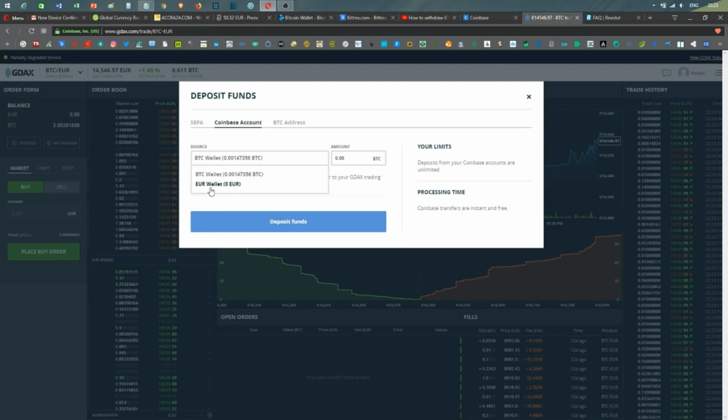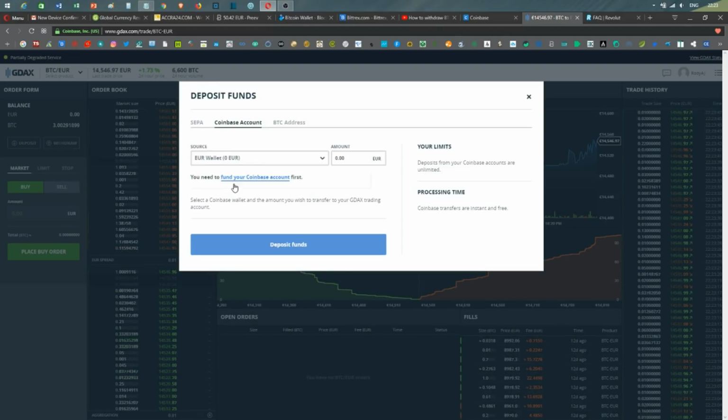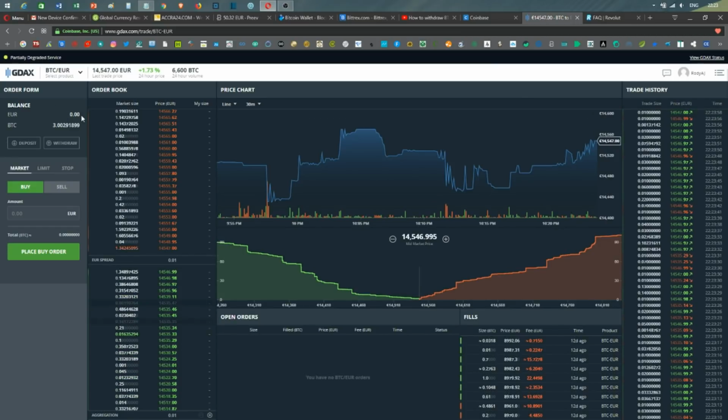In my case, it's Euro wallet, so I have my Euro wallet here. It's zero. As you can see, I have nothing there, so I cannot send anything. But obviously, if I had something here, I'll just type the amount in here, and of course I can deposit the funds, and it will appear under my euro.